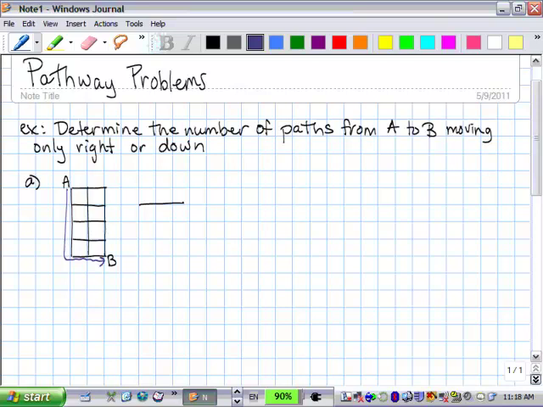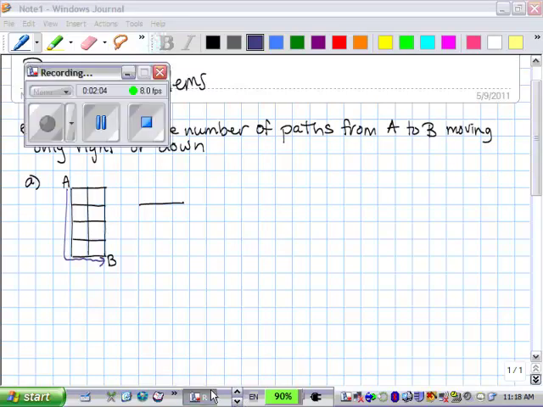So what I want you to do is take a second and talk to your neighbors. How does this fit into permutations involving identical objects? What is the thing that's repeating? What's the thing that we have a total number of? So take a second. Talk to your neighbors.